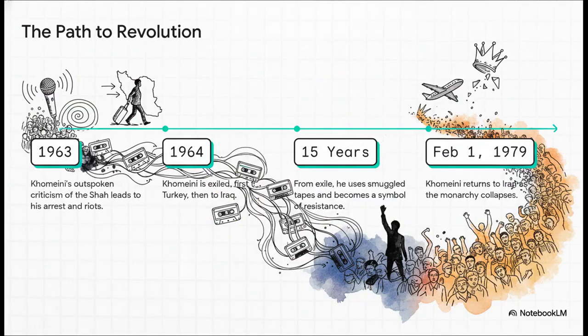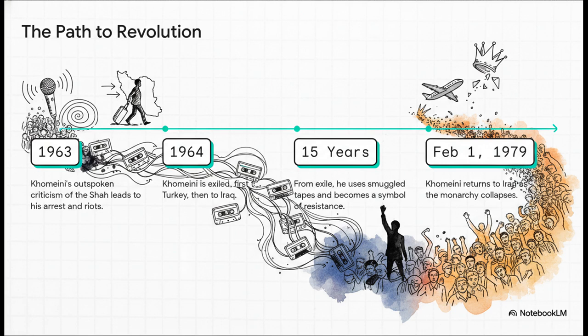Now, his path to power was a long one. It wasn't an overnight thing. After getting arrested for blasting the Shah back in 1963, he was exiled a year later. But for the next 15 years, he used his time away brilliantly. From his base in Iraq, he'd record these sermons on simple cassette tapes.